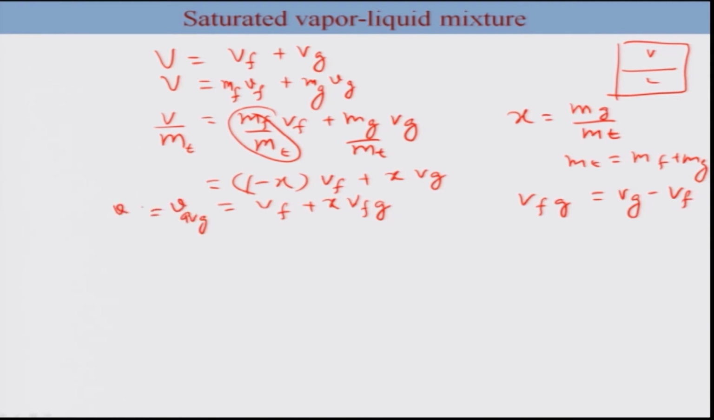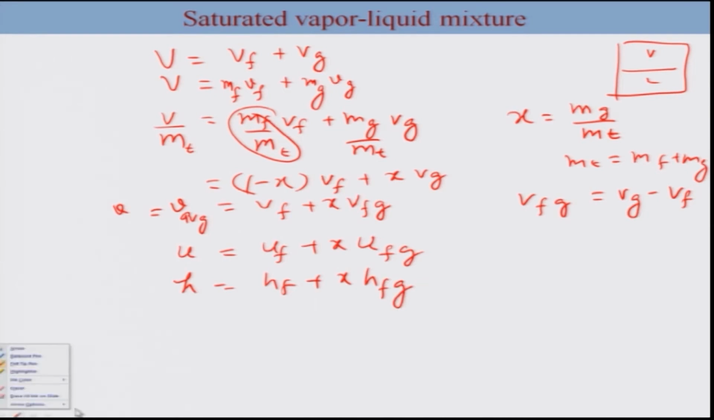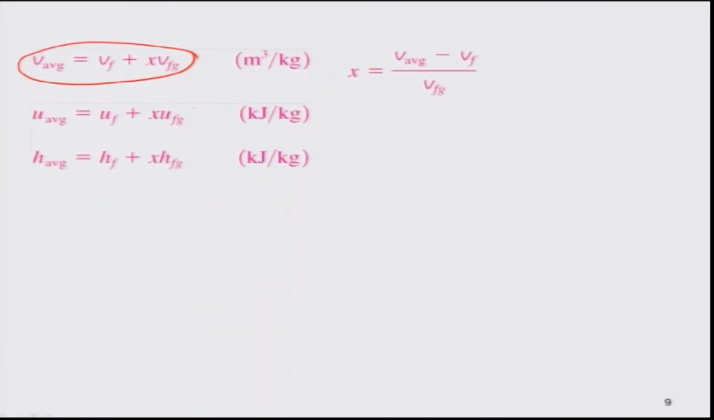of the system. Now you can also write other properties. You can also write the internal energy of the system as Uf plus x Ufg. Similarly, you can write H as Hf plus x Hfg. So this is something already summarized here in this particular slide. This is already summarized here.